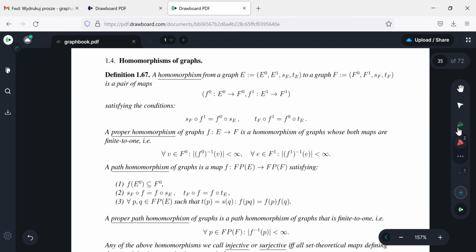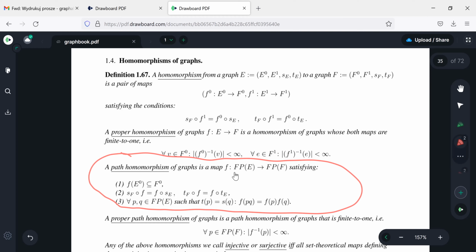So you see, this is a very, very important thing, which I'm recalling for you right now, so that you know what I mean by a path homomorphism of graphs. Okay, so I have my graphs E and F. This allows me to construct the set of finite paths in respective graphs. And by a path homomorphism of graphs, I mean a set theoretical map from finite paths in E to finite paths in F, satisfying some more or less obvious conditions.